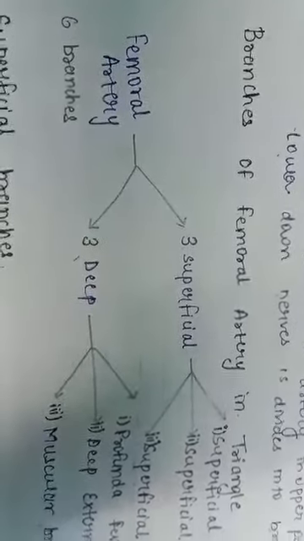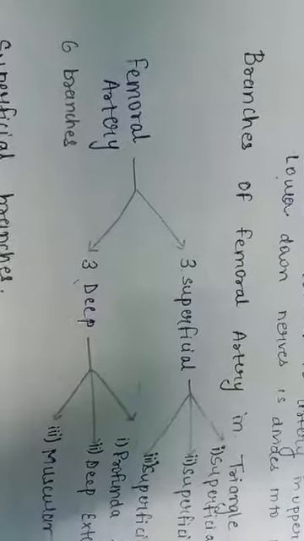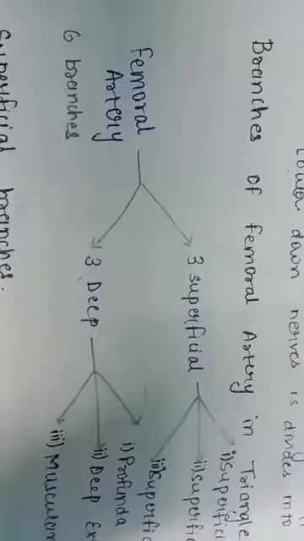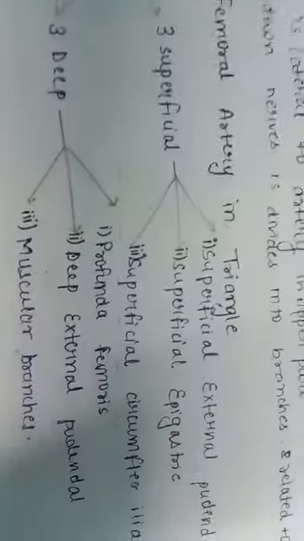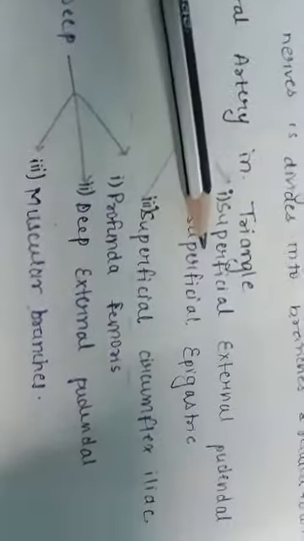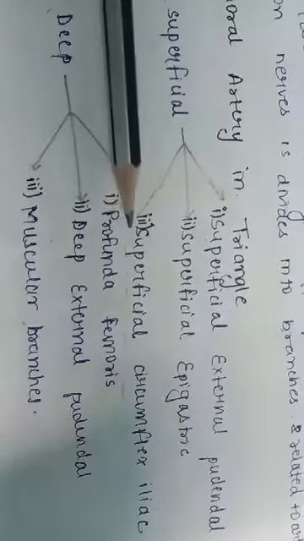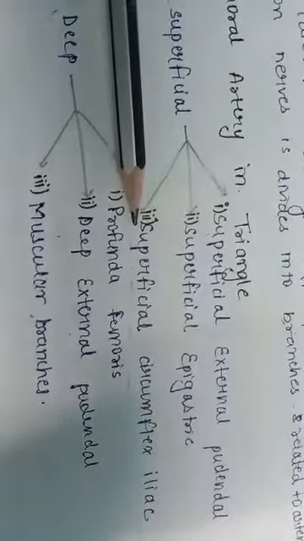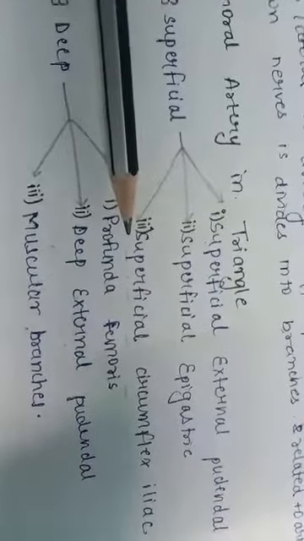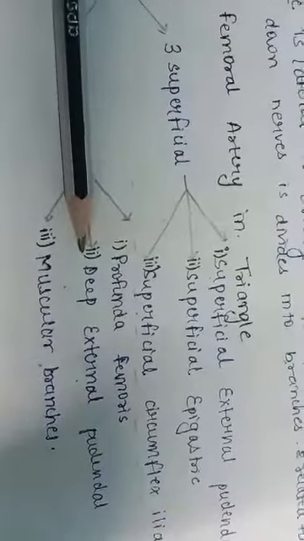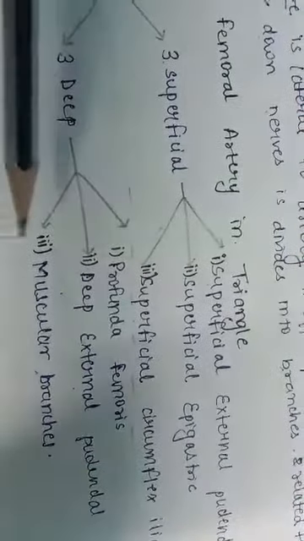Let's study the branches of the femoral artery in the femoral triangle. There are 6 branches of the femoral artery. 3 are superficial and 3 are deep. So the first 3 superficial are superficial external pudendal artery, superficial epigastric artery, and superficial circumflex iliac artery. Now the 3 deep arteries are profunda femoris artery, deep external pudendal artery, and muscular branches.